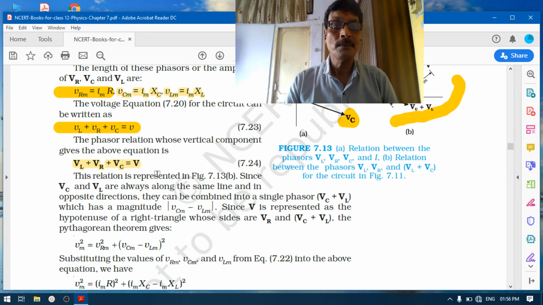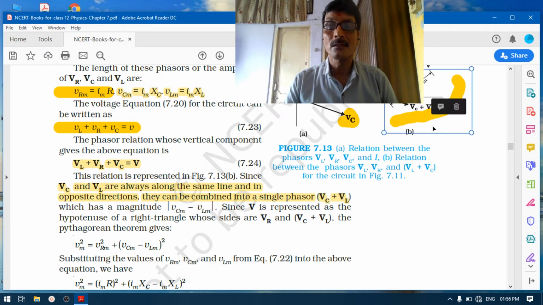This relation is represented in figure 7.13b, since VC and VL are always along the same line and in the opposite direction. We have studied this with respect to only a capacitor connected in a circuit and only an inductor connected in a circuit. In both topics we have studied these things. Both are opposite. Now they can be combined into a single phasor. It means VL plus VC. It is written here.